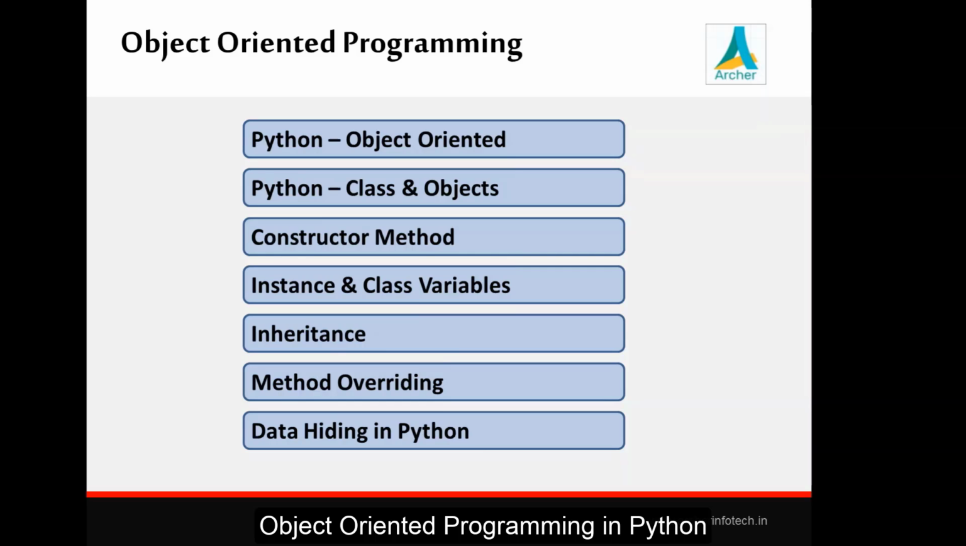So our agenda of this session is like this. First, we'll see what is meant by object-oriented programming. Then we'll see how to write a class and objects in Python, constructor methods, instance and class variables. Then we'll see how we can implement inheritance, different types of inheritances available in Python, how we can override methods. Then another important principle of object-oriented programming, that is data hiding. Okay, so this is the agenda of this session.